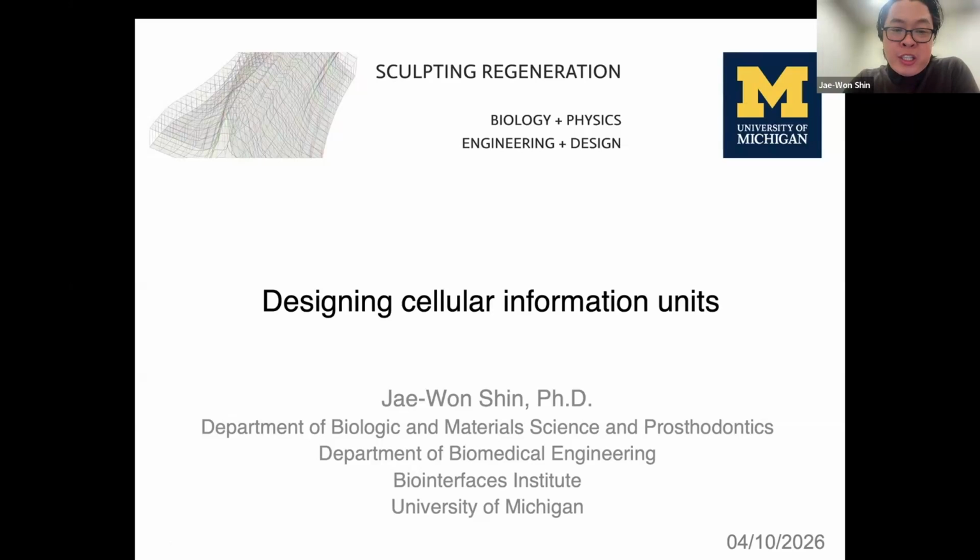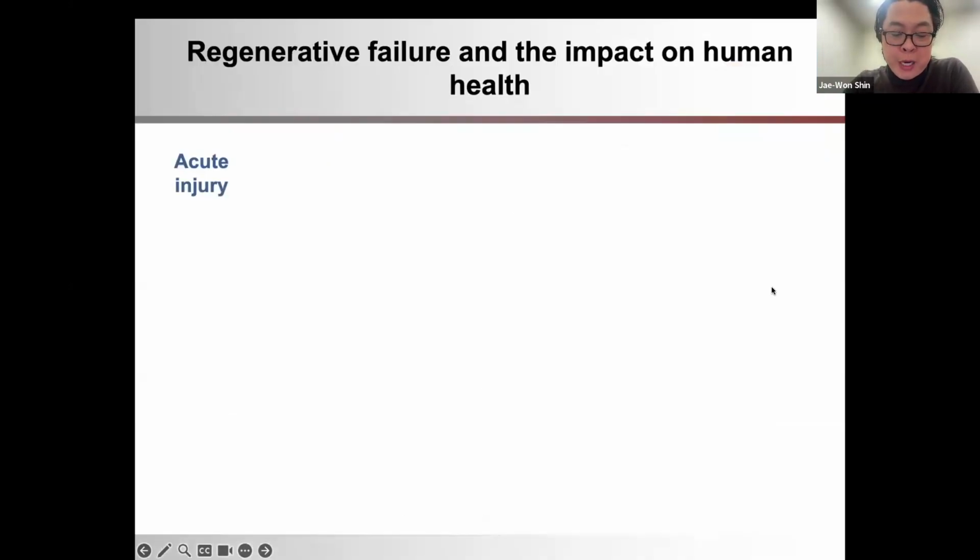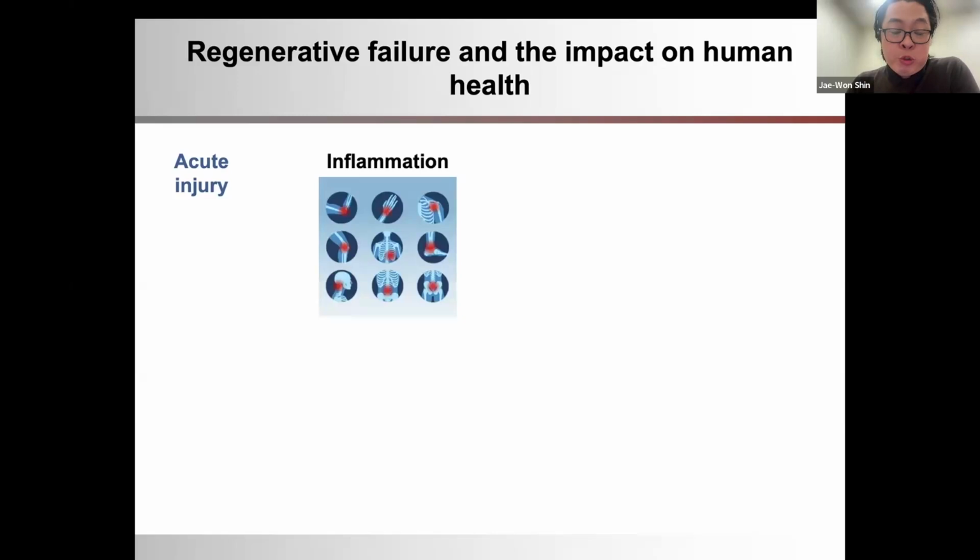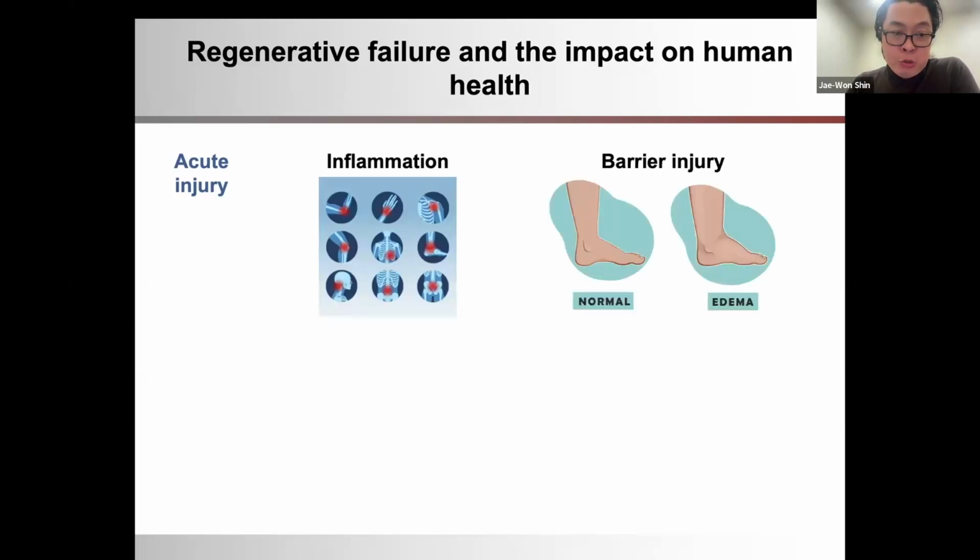The title of my talk is Designing Cellular Information Units. In our lab, our research is generally driven by understanding and developing strategies to manage and treat tissue injuries. If you look at tissue injuries across different circumstances and different organs, you'll find common denominators that include, for example, when injury is acute, you'll see inflammatory response and barrier injuries.